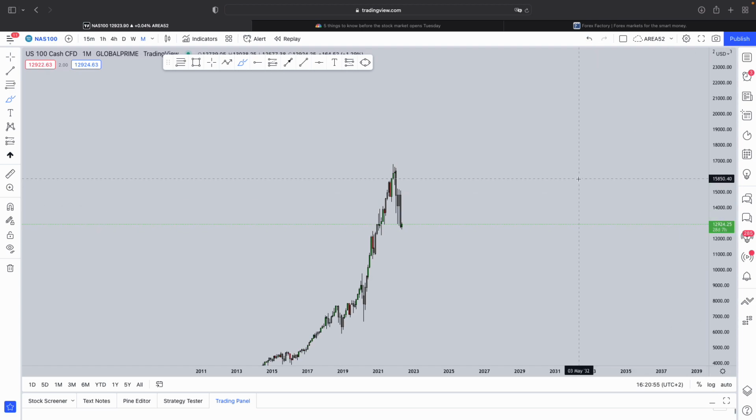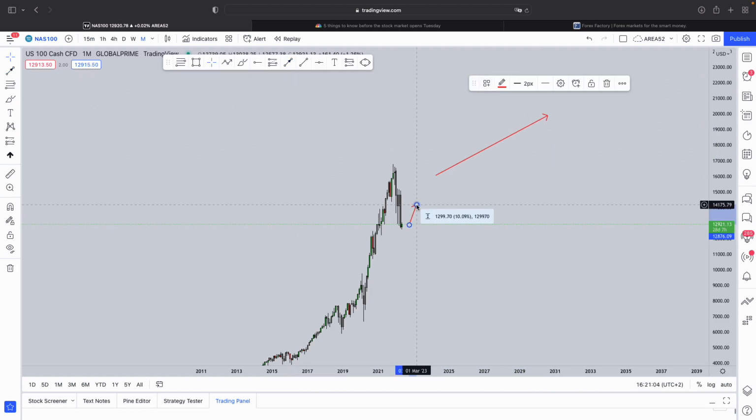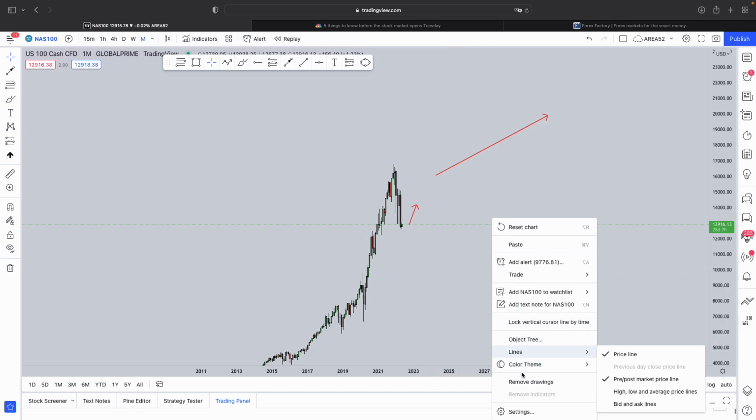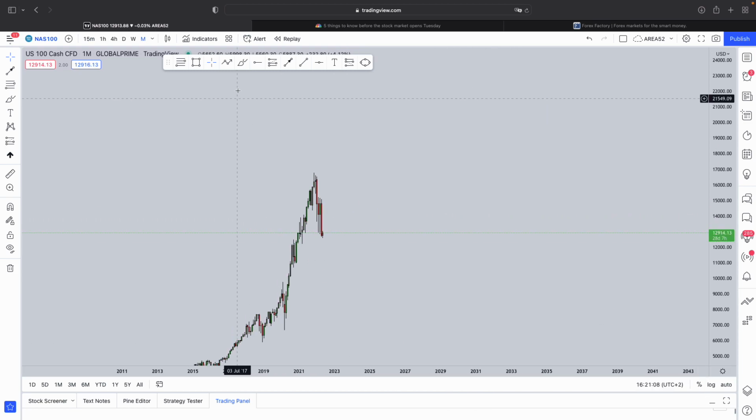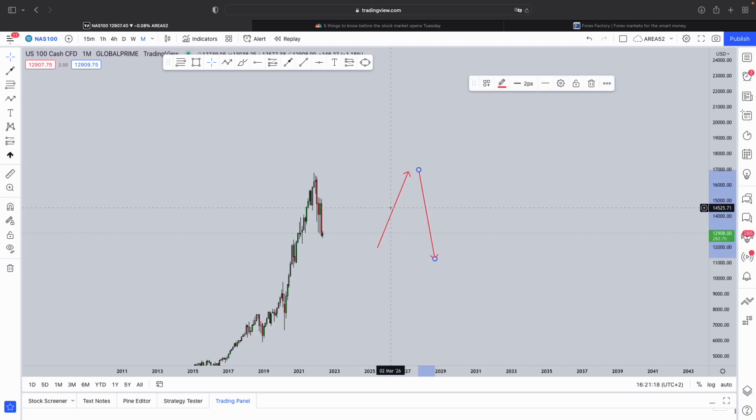Now, before we get started, it's very important that you understand that the fundamental data drives the long-term momentum and the technical data drives the short-term momentum of the market. It's very important to note as well, if you are new to the channel, higher interest rates mean a reduction in stock prices. So if interest rates increase, you can expect the stock market to decrease.